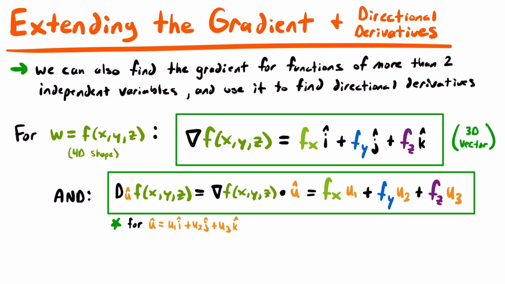The directional derivative, or the derivative in the direction of a unit vector for that function f of xyz, is equal to the dot product between that gradient vector and the unit vector, where that unit vector is now defined as a 3-dimensional unit vector. So it has components of u1, u2, and u3, u3 being the z component. And so if you perform that dot product, you will get the formula of fx times u1 plus fy times u2 plus fz times u3. Okay, so the formula is not all that different from directional derivatives for functions of 2 independent variables. You just have that extra term involving the z components of the gradient vector and the unit vector.